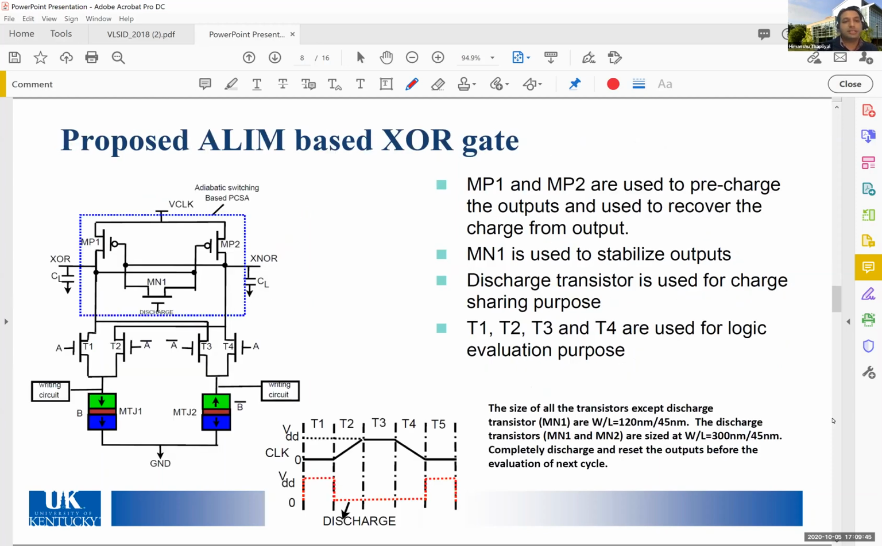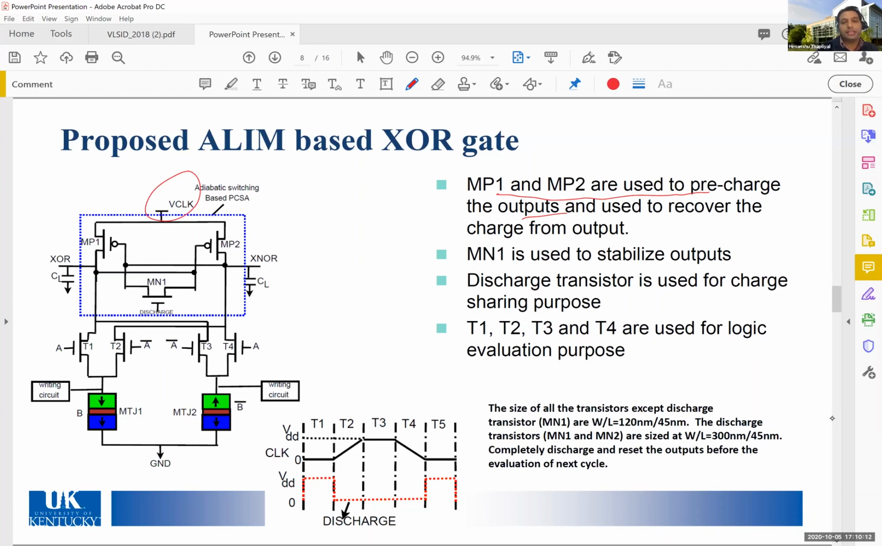This is an illustrative example of a proposed ALIM XOR gate, where MP1 and MP2 transistors are used to pre-charge the output, and M1 is the discharge transistor which helps us stabilize the output. This logic works with a clock in four phases, represented here: T1, T2, T3, and T4, right?